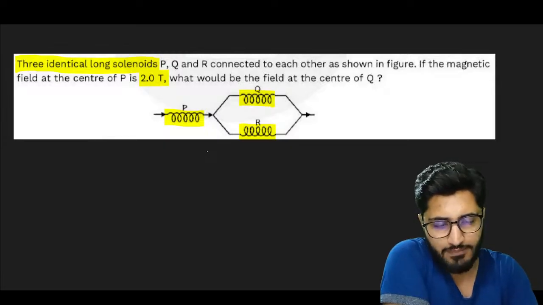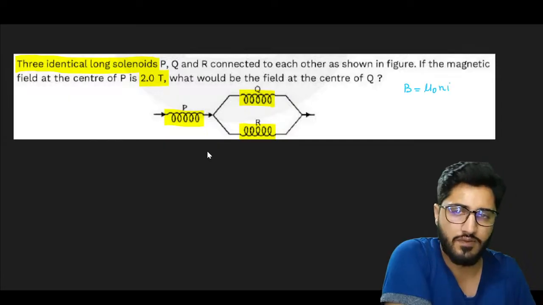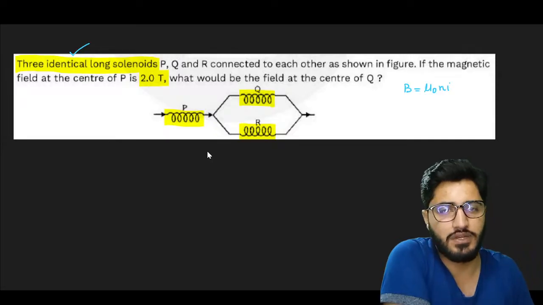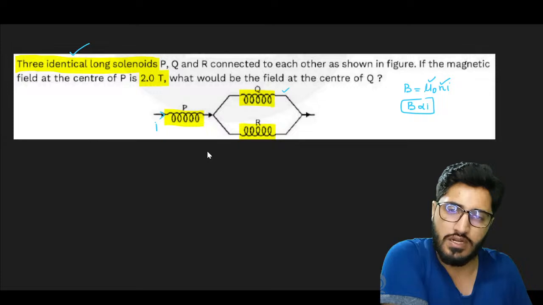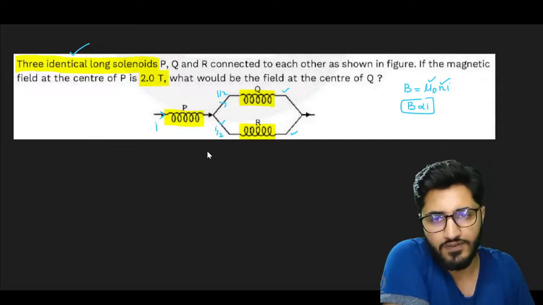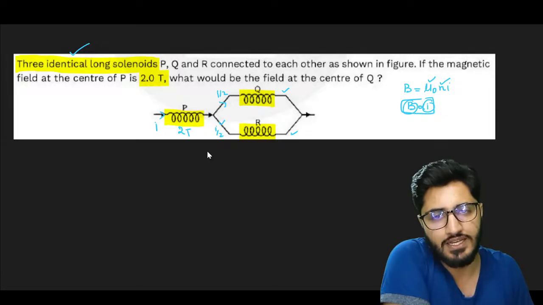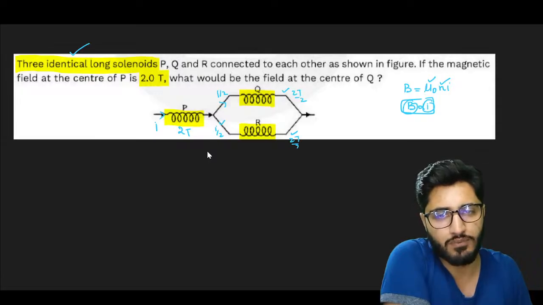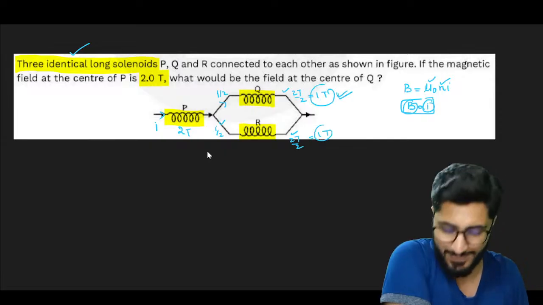So sir, what is the magnetic field? B is equal to mu naught n I. We have identical solenoids, so the same mu naught and n, so my magnetic field is proportional to I. If current I is coming, due to the identical properties, the current gets divided in half. Now, if the current is half, the magnetic field will be half. Here is 2 Tesla, here it will be 2 Tesla by 2, and here also 2 Tesla by 2. It is 1 Tesla only and 1 Tesla only. So my answer is 1 Tesla. Easy now?